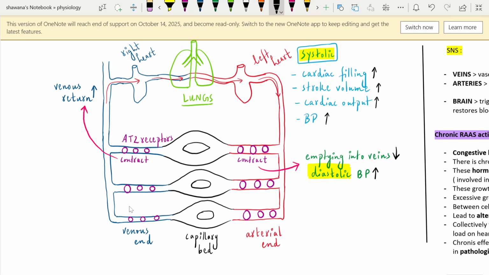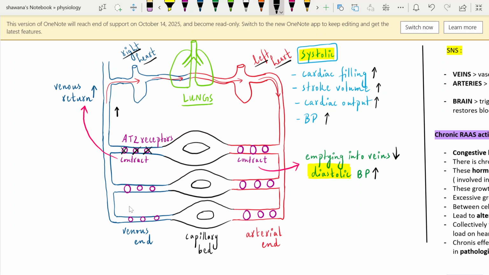So first of all, we have constricted the venules, because the receptors for angiotensin 2 are present on the smooth muscle cells of the venules. It will cause increased venous return towards the right heart, okay, and along the lungs, eventually towards the left heart. In the left heart, the cardiac filling is more because there is more venous return. It will cause an increase in the stroke volume because the ventricles are stretching more, they will contract more according to Frank-Starling law. And when the stroke volume is more, the cardiac output will be more.